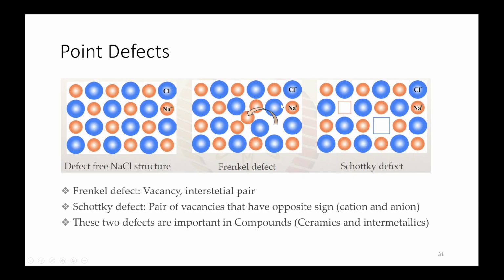Now, some of the point defects that I told earlier, Frenkel defect and Schottky defect, you get many questions based on these in your assignments. So, Frenkel defect is just a pair of your vacancy and interstitial. So there will be an ion that will be moving into interstitial. And in case of Schottky, there will be a pair of vacancies that have opposite signs. So there will be cation and anion missing from their sites. These two defects are important in compounds such as ceramics and intermetallics.